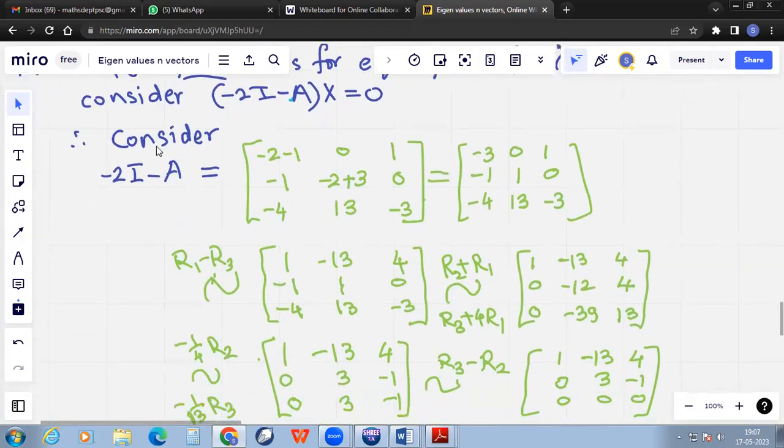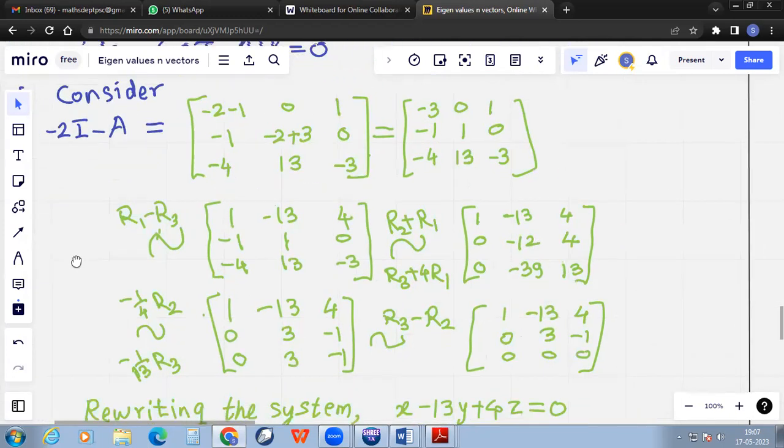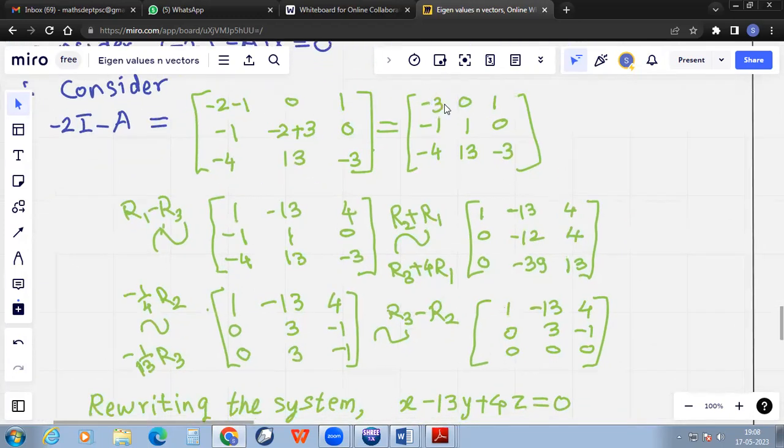Next, to solve this homogeneous system, we use Gaussian elimination. What we need to do is convert the matrix into row echelon form. So what we did was, this entry being negative, and what we observe is there is minus 4 again.